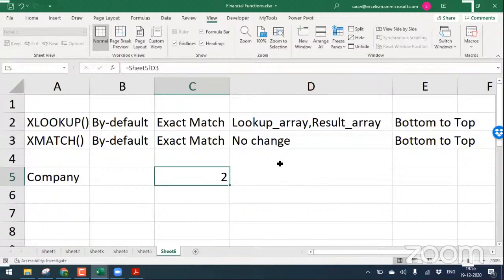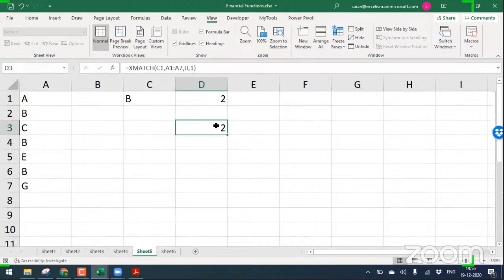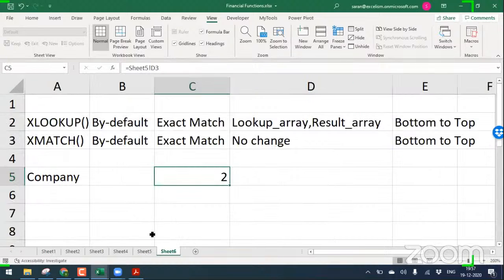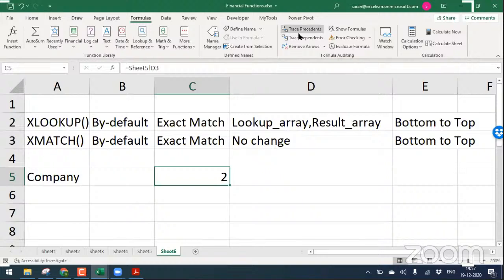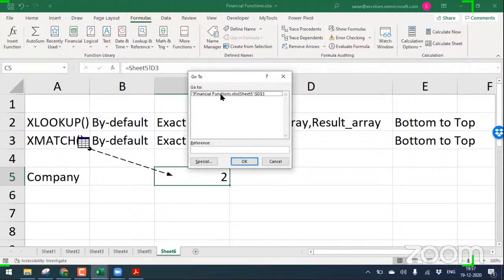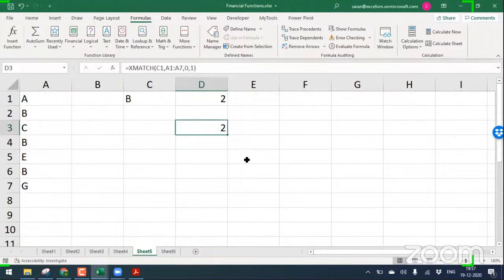Kasturi was asking what the shortcut Control open bracket is. Basically, if I want to go back to this, I can use Control open bracket so that it takes me to the precedent on which this function depends. You got the point, because I have given a reference from here to the other sheet. Otherwise, you can go to the Formulas tab and click Trace Precedents. Since it is outside the sheet, it has given me a black arrow. Once I double-click this, it takes me to the same link. Both are one and the same.